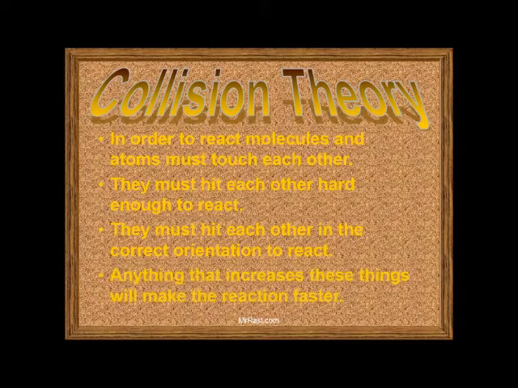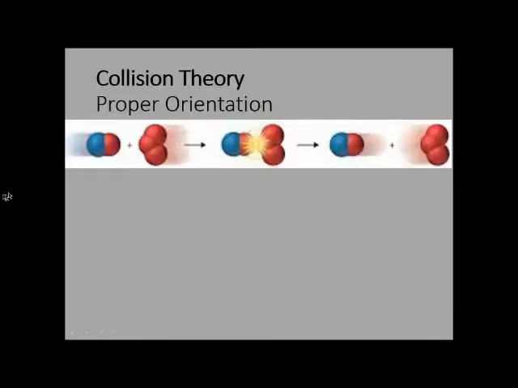Anything that increases these things, the likelihood of collisions, the strengths of the collisions, the orientation of the collisions, anything that can affect these things will increase the speed of the reaction, the rate of the reaction. And that is what we're going to talk about right now, is different things that can affect the rates of reactions. I'm going to first go into this orientation aspect with an actual illustration for you.